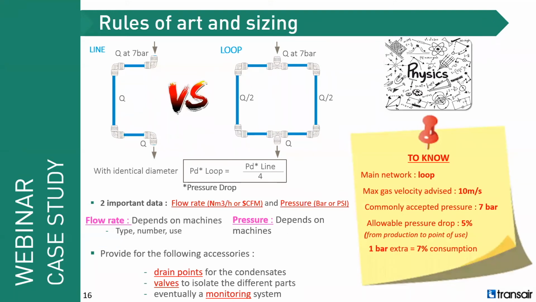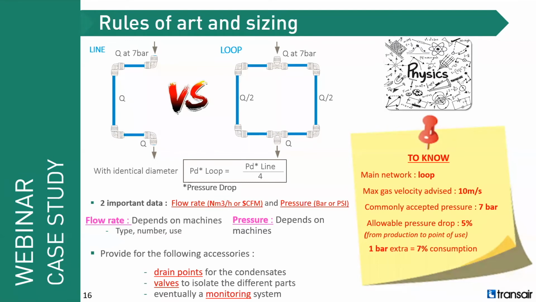A couple of things to know about networks. So main network, as I just said before, we go for the loop almost all the time. Regarding velocity of the fluid, we advise to never go above 10 meters per second. That limit can change depending on the cases, but in a general manner, we go for 10 meters per second max. This is the value you need to remember.